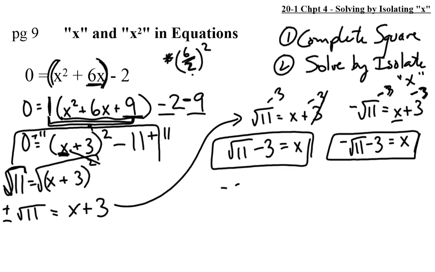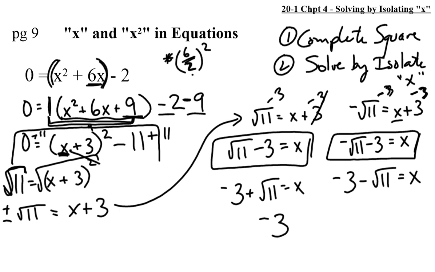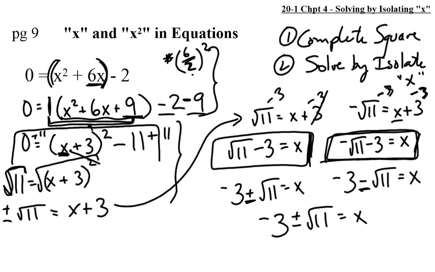If you prefer, you could have negative 3 plus root 11 equals x. You could have negative 3 minus root 11 equals x. And sometimes you will see this written as negative 3 plus or minus root 11. Since we're doing both of those things, equals x. All acceptable ways of writing that answer. But we had to start with this whole complete the square before we could solve.